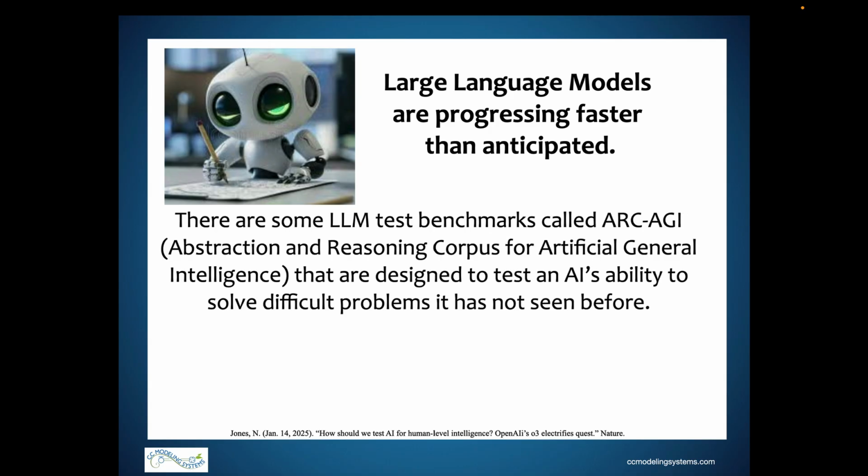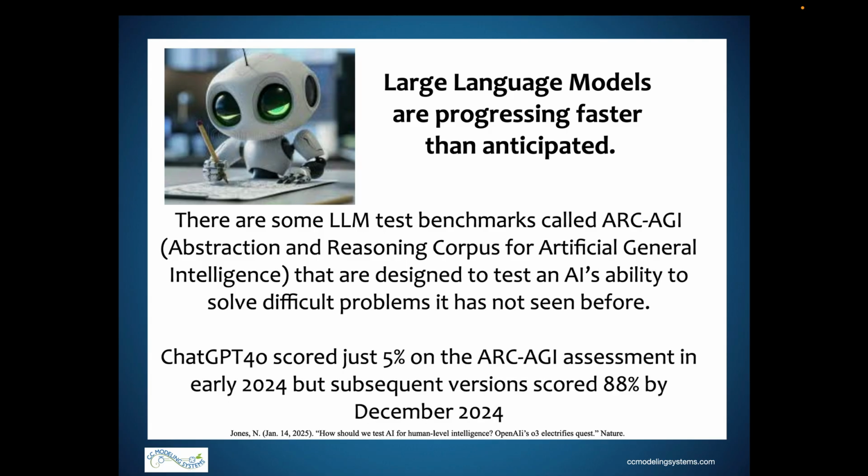There are some tests scientists use to find out how well artificial intelligence can solve difficult problems. In early 2024, ChatGPT 4.0 scored just 5% on the ARC-AGI assessment, but subsequent versions of ChatGPT scored 88% by December of the same year on the same test, years ahead of the assumed improvement target.